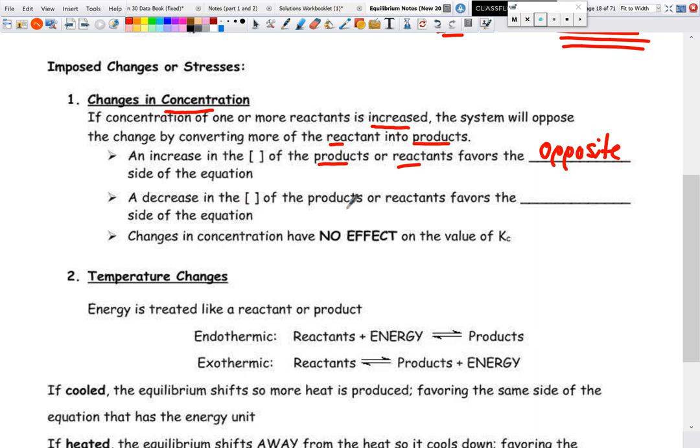Whereas if we decrease the concentration of products or reactants, it's going to favor the same side. Another way to think about it: if we take away one of the reactants, the equilibrium will shift to try to produce what is essentially being lost. Changes in concentration will have no effect on the value of the equilibrium constant, so if you evaluate the equilibrium constant, that number will stay the same. However, the concentrations at equilibrium can change.